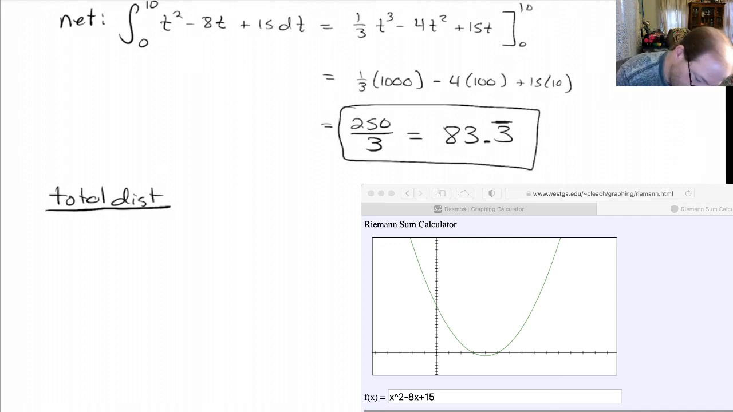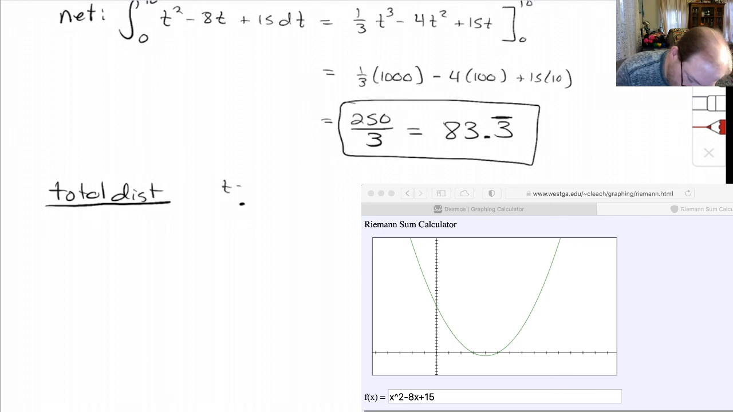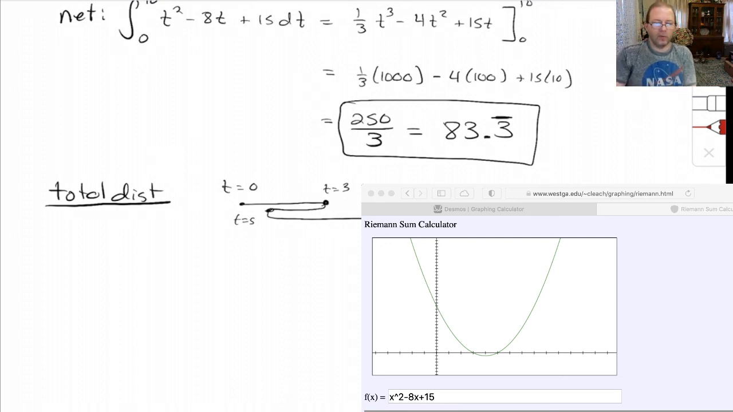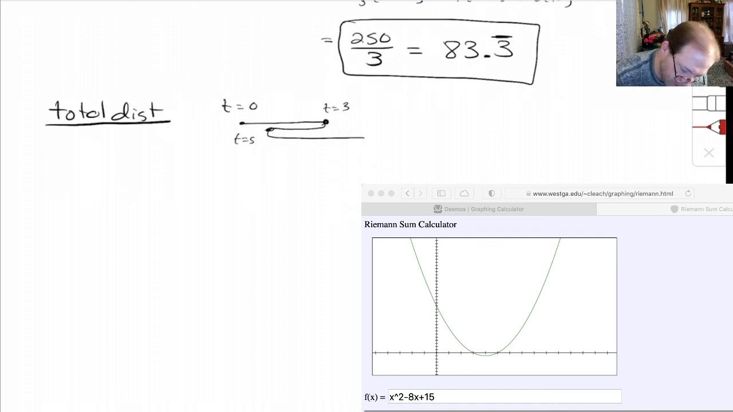So if you think about what's going on here, the particle starts somewhere. We don't really know where, but it starts somewhere on the axis at t equals 0. And it's moving forward until at t equals 3, it stops moving. It stops moving, and then it starts moving backward. It moves backward until t equals 5, and then it moves forward again. And so when we're trying to find the total distance traveled, we have to account for this zigzagging back and forth here.